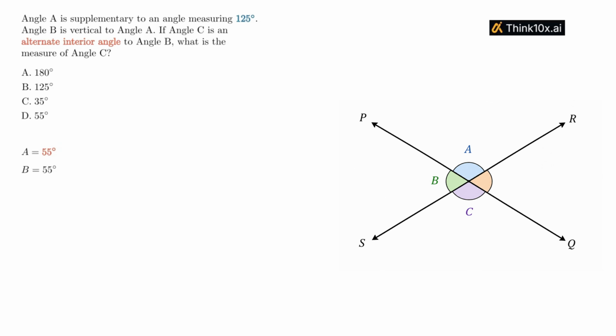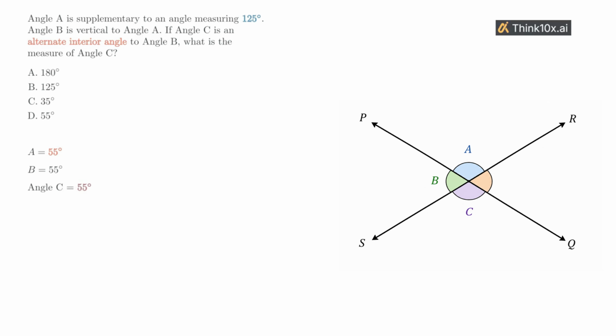Next, angle B is vertical to angle A. Vertical angles are opposite each other when two lines cross, and they're always equal. So angle B must have the same measure as angle A. Last link. Angle C is an alternate interior angle to angle B. Alternate interior angles are equal when lines are parallel, so angle C matches angle B. That means angle C is also 55 degrees, which matches choice D. This is the final measure of angle C.